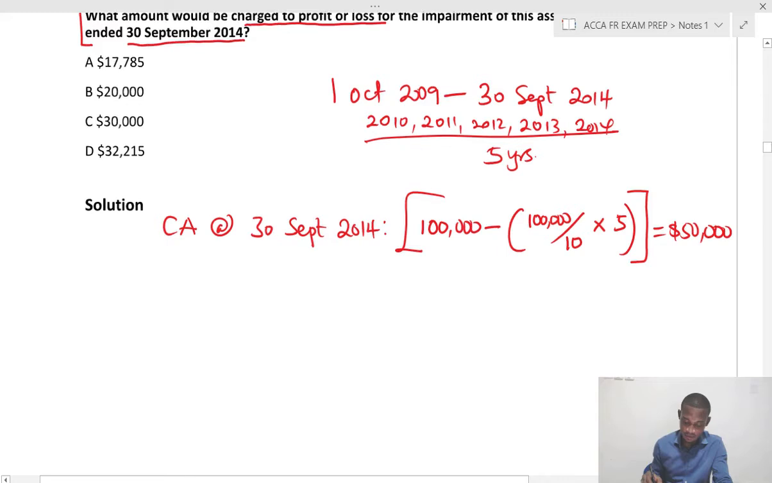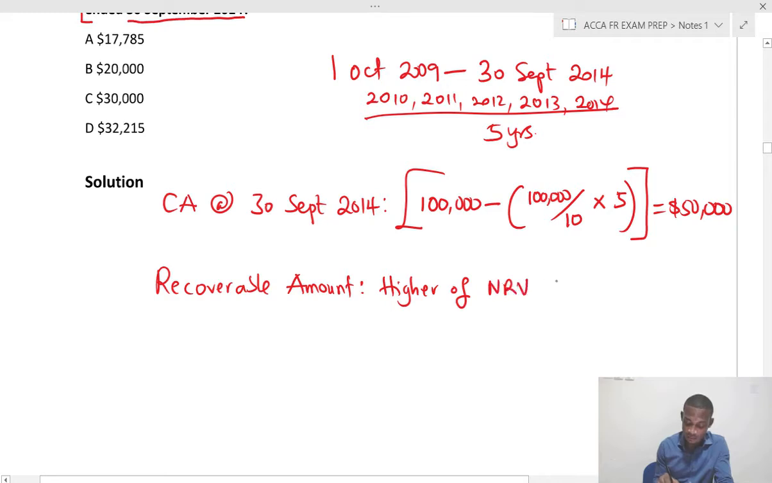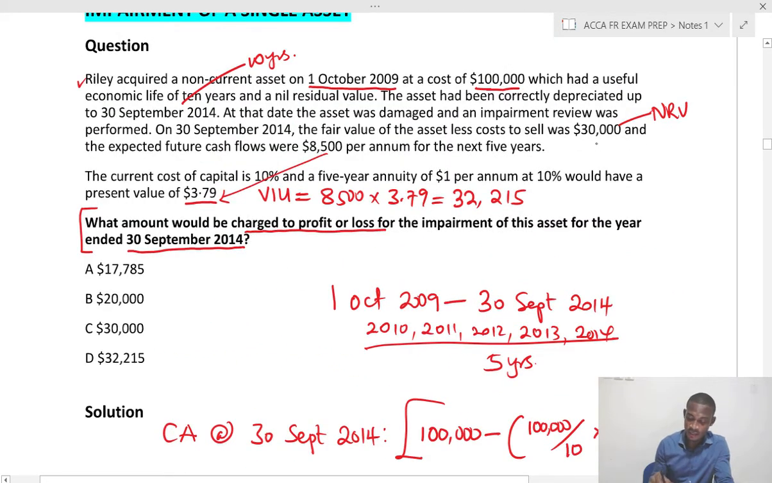Now, in determining impairment, we say that an asset is impaired if its carrying amount exceeds the recoverable amount. Now, what is the recoverable amount? The recoverable amount, we say, is the higher of the net realizable value and the value in use. Now, looking at these two values, the net realizable value is 30,000. The value in use is 32,215. So this is therefore the recoverable amount.